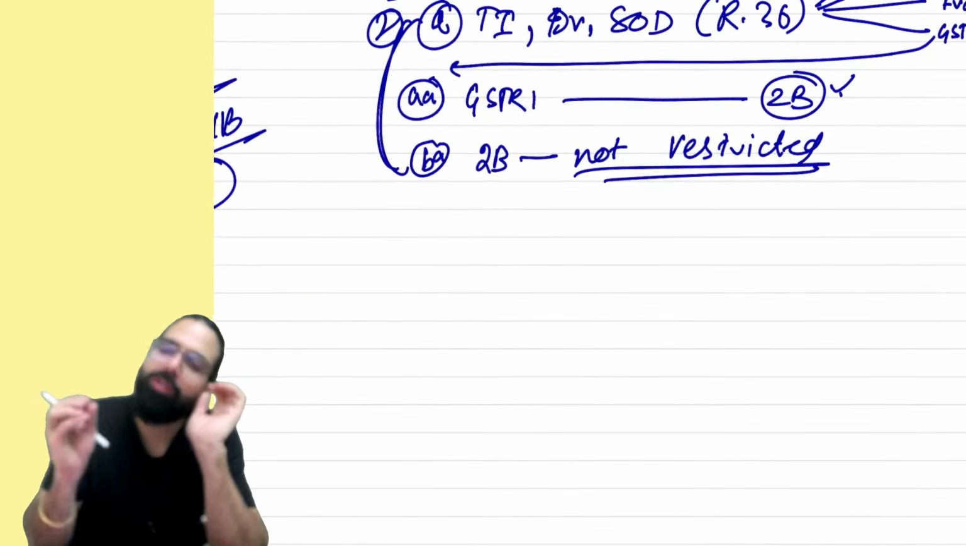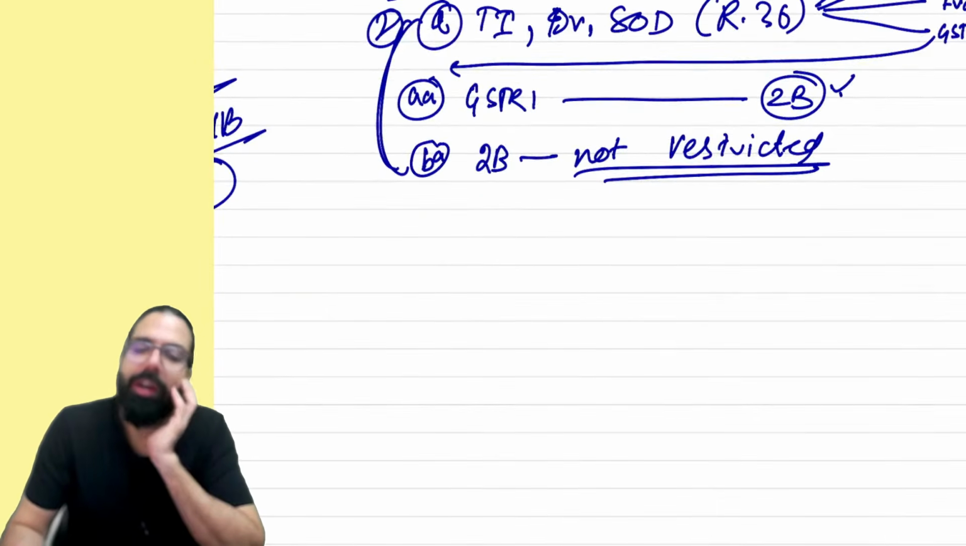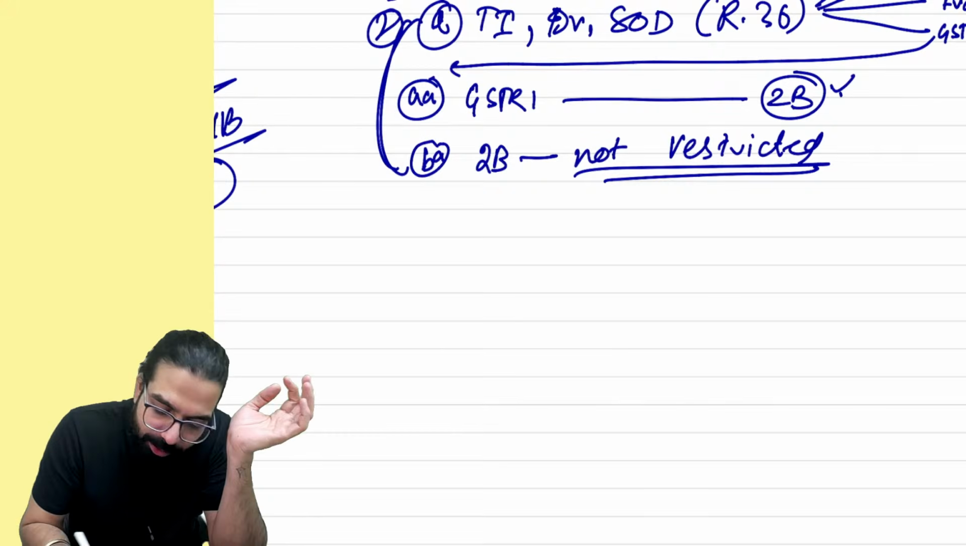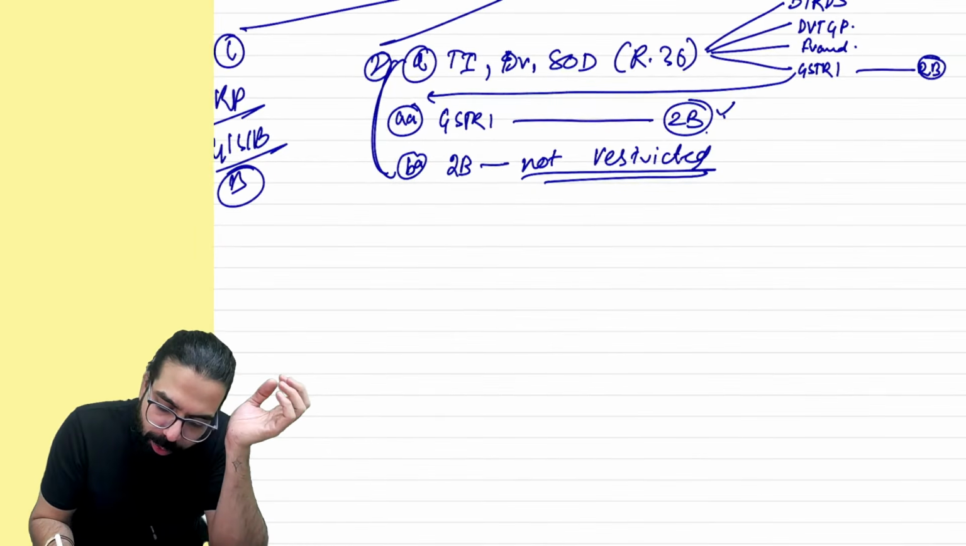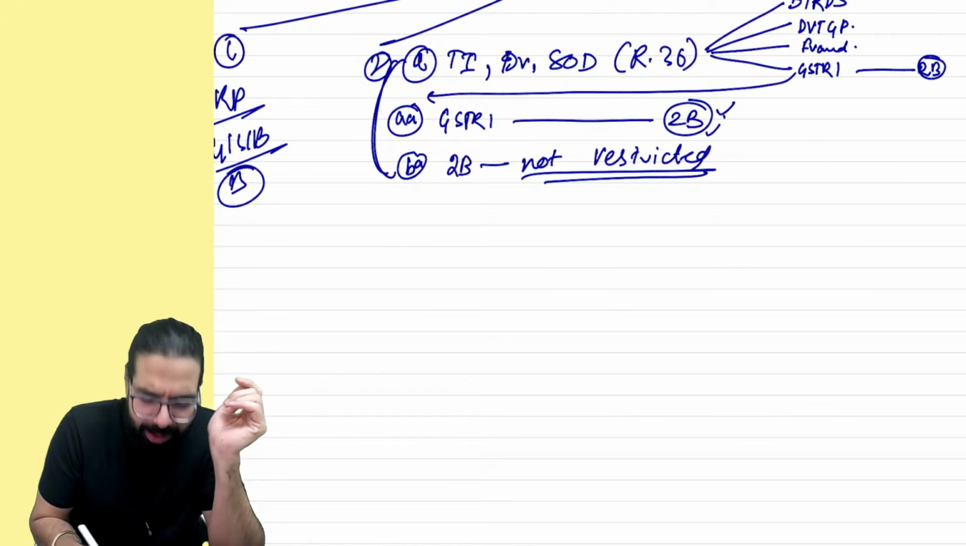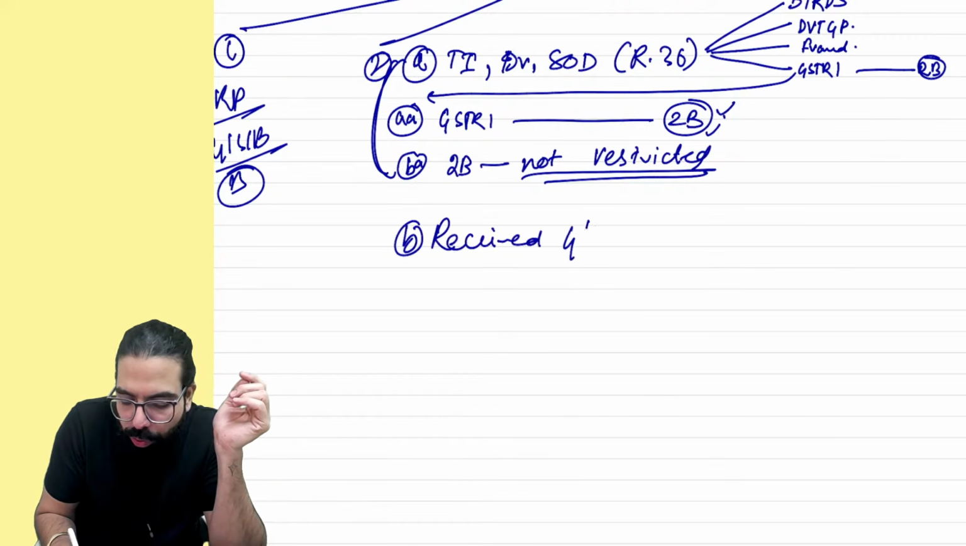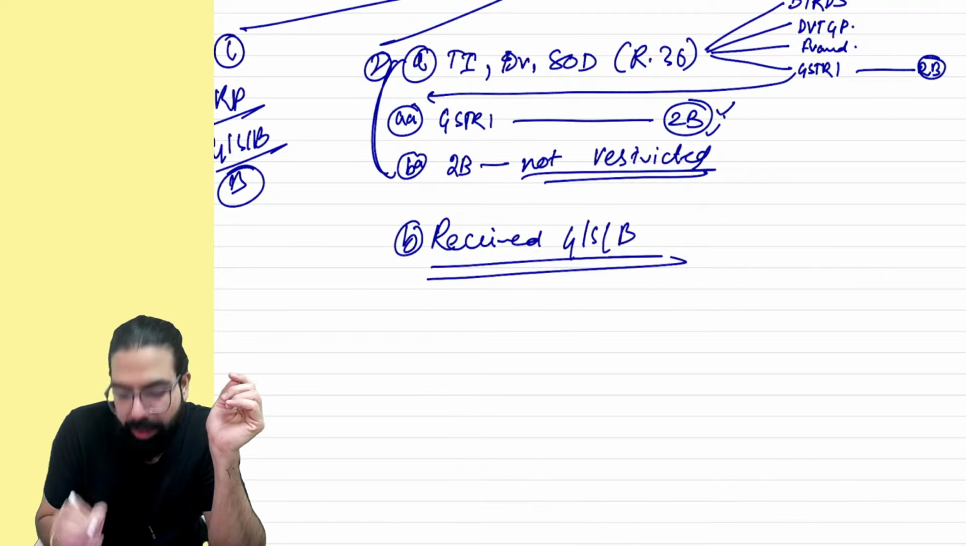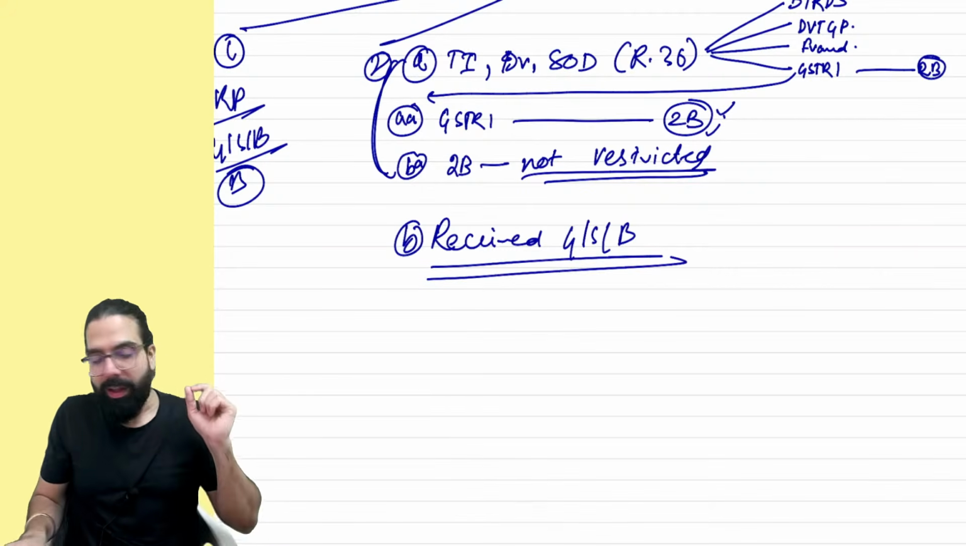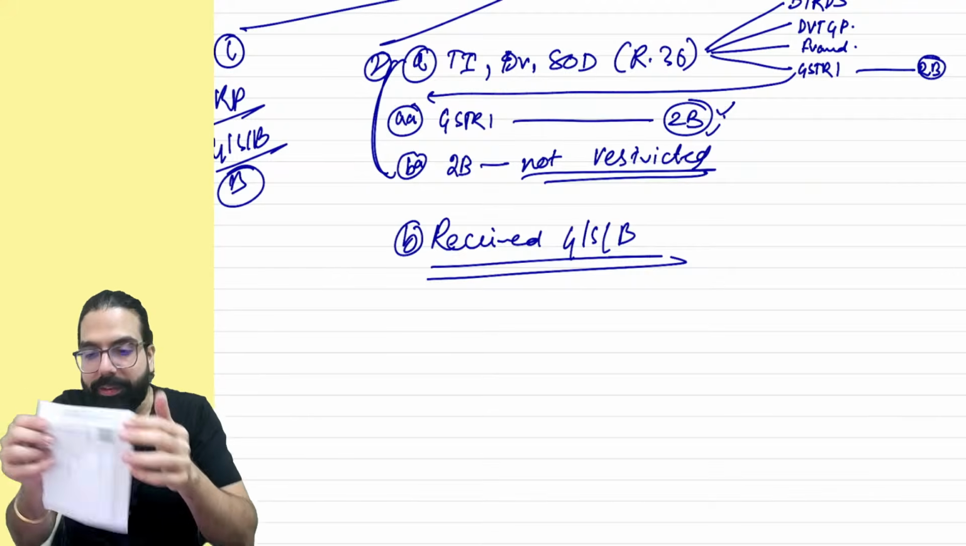Just because you have the invoice, you can't take the credit. Now they are going ahead and telling: supplier should show in GSTR 1, it came in your 2B. You have the invoice. You can't take the credit unless you have received the goods, services, or both. The next condition over here is that you should have received. See, just because I received the invoice, I can't take the credit.